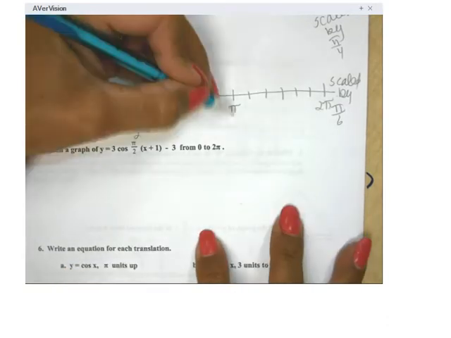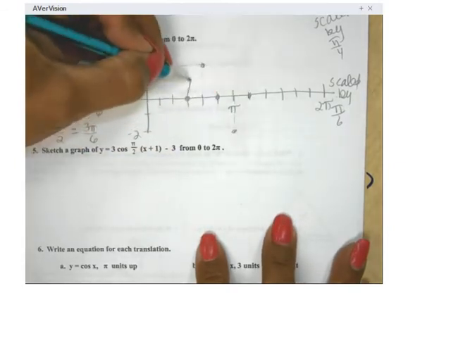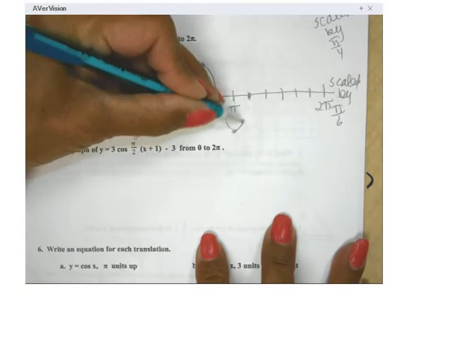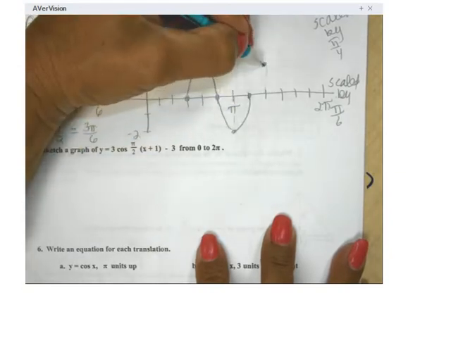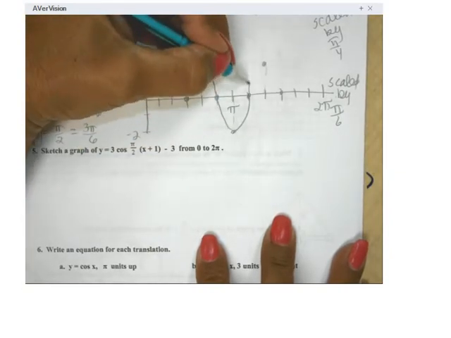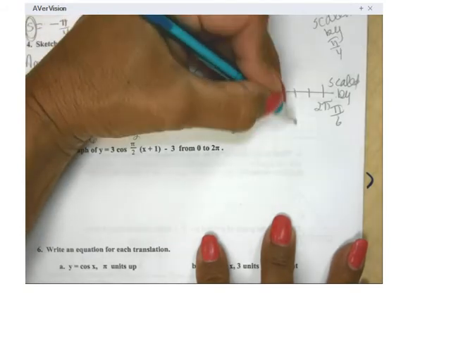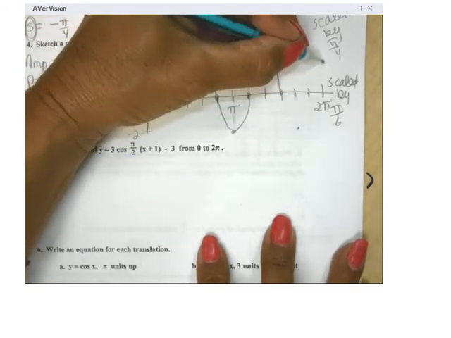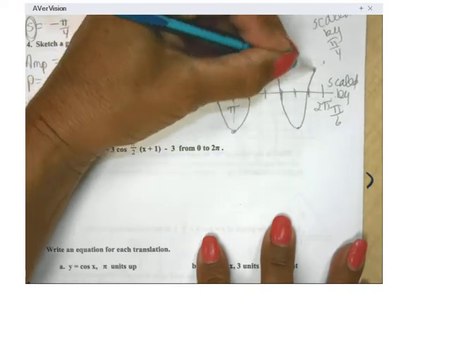And then move over pi over 6 to a middle. Move over pi over 6 to a low. Move over pi over 6, and I'm going to get that one cycle sketched in. Move over pi over 6 to get to a high. Move over pi over 6 to get to a middle, etc. And you can keep graphing.